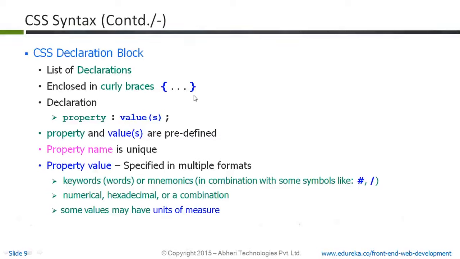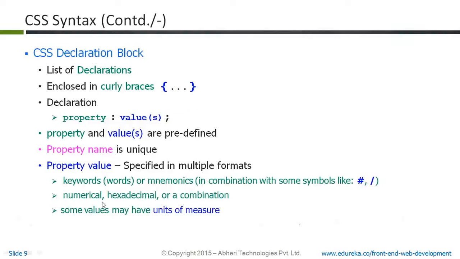So I said it's always between the curly braces, and it's property and values. And note that the property name is unique, meaning there is only one property name. When I said color as blue, color can be applicable on paragraphs, headings, on multiple elements, even tables and lists. So the property name is unique, but it can be applicable for multiple HTML elements.